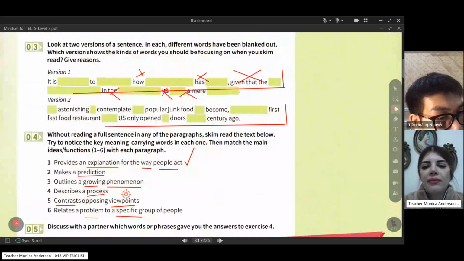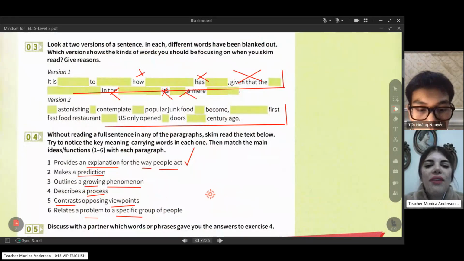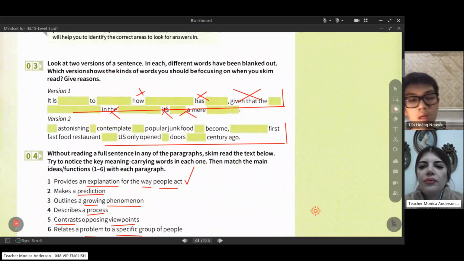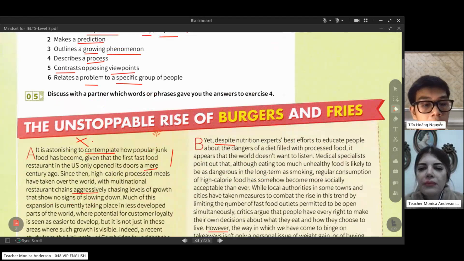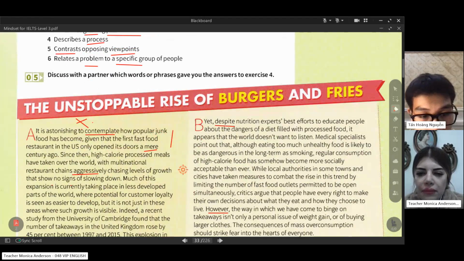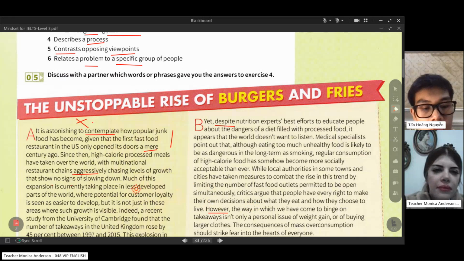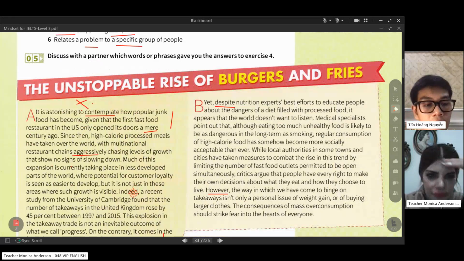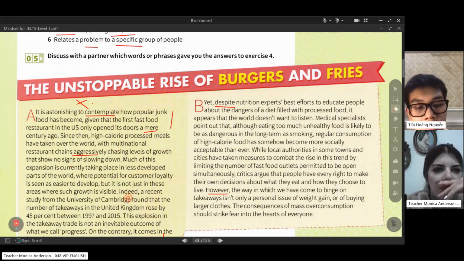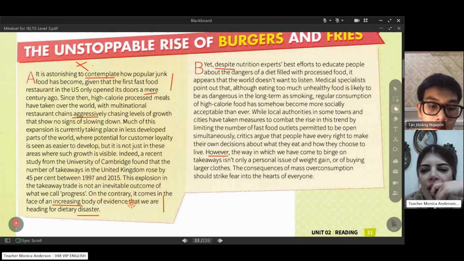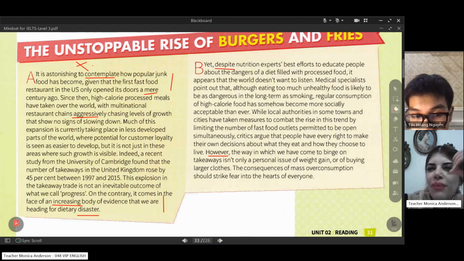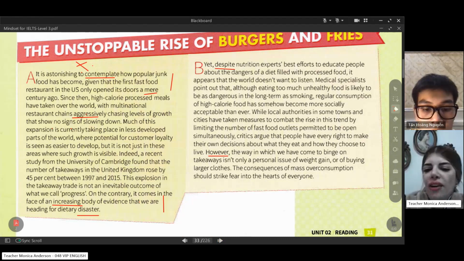The third one, outlines a growing phenomenon. Letter A. So tell me. Because it said that the number of takeaways in the United Kingdom rose by 45% between 1997 and 2015. Of course, as you can see, we can find the answer at the beginning or the end of each paragraph.